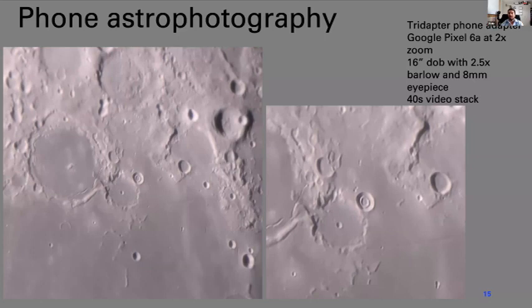So using an 8-inch or a 10-inch Dob, I could get very close to this image already, because the seeing is the main limit. And I was using a 2.5x Barlow and my 8mm eyepiece in this case to get up close and personal there.